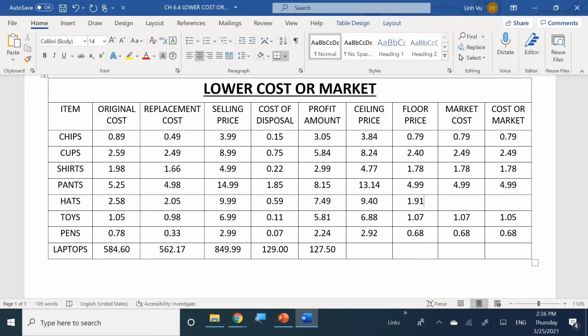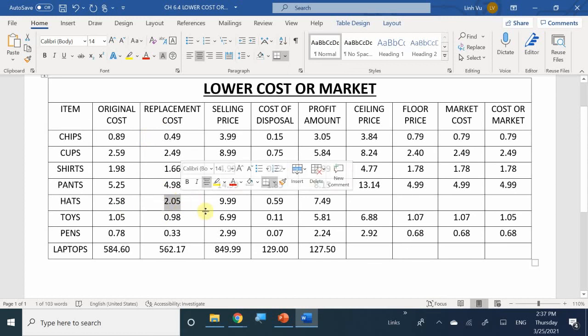All right, so Felipe, what's my ceiling price? If I originally purchased every one of my hats at $2.58, that's what I bought it for. The market is now telling me it should cost $2.05.